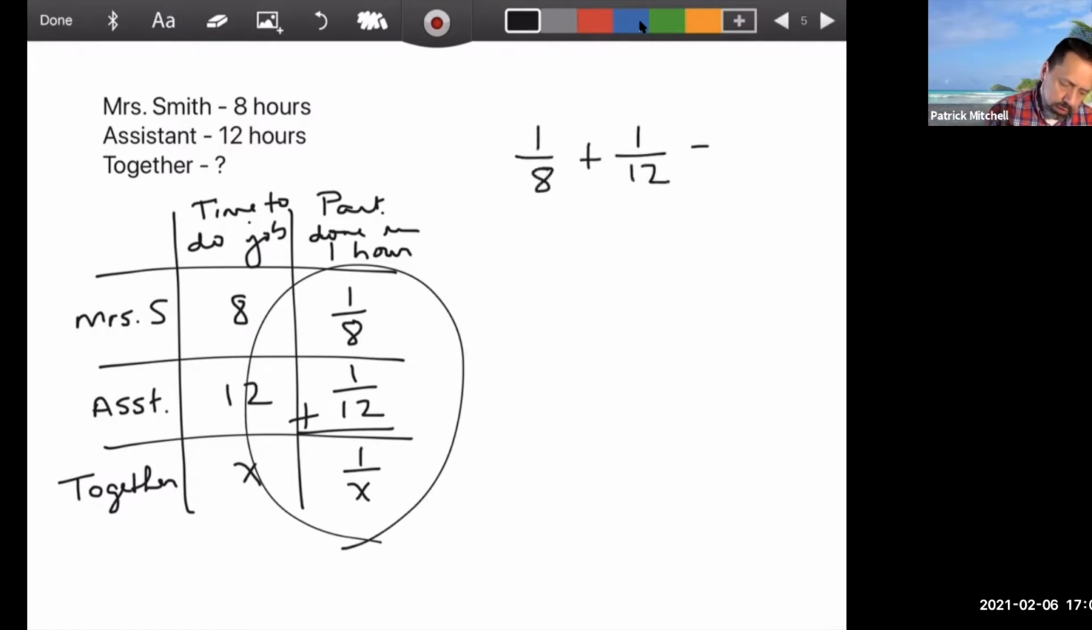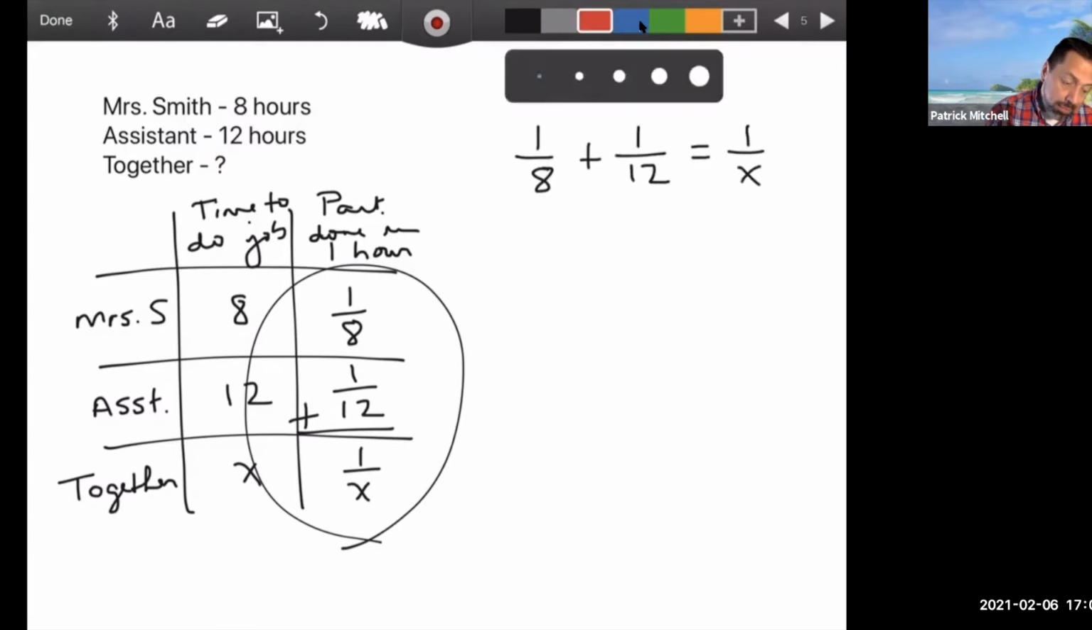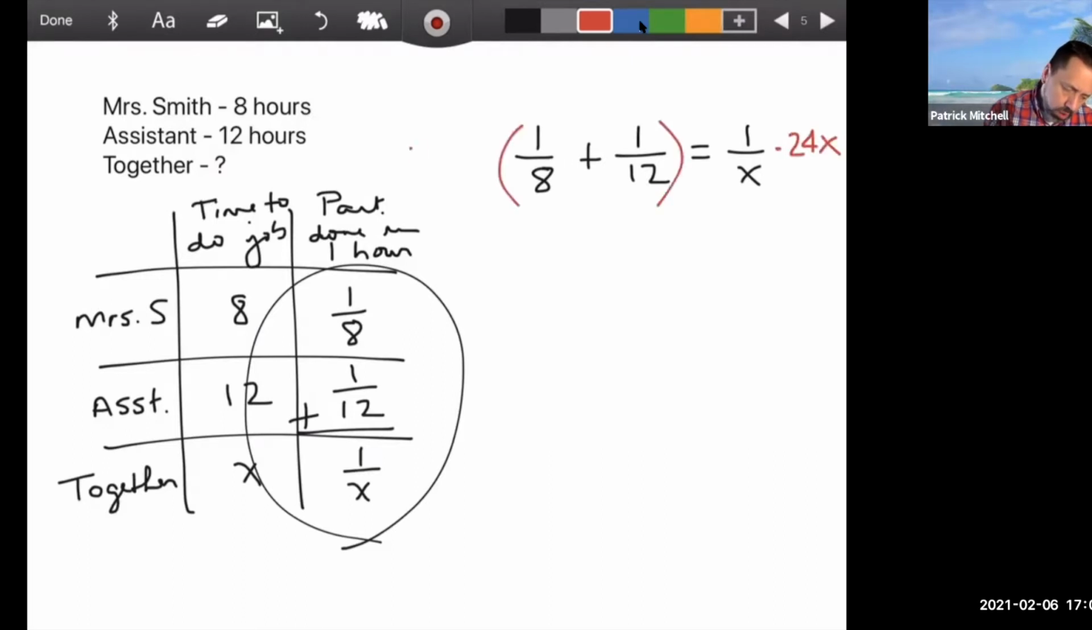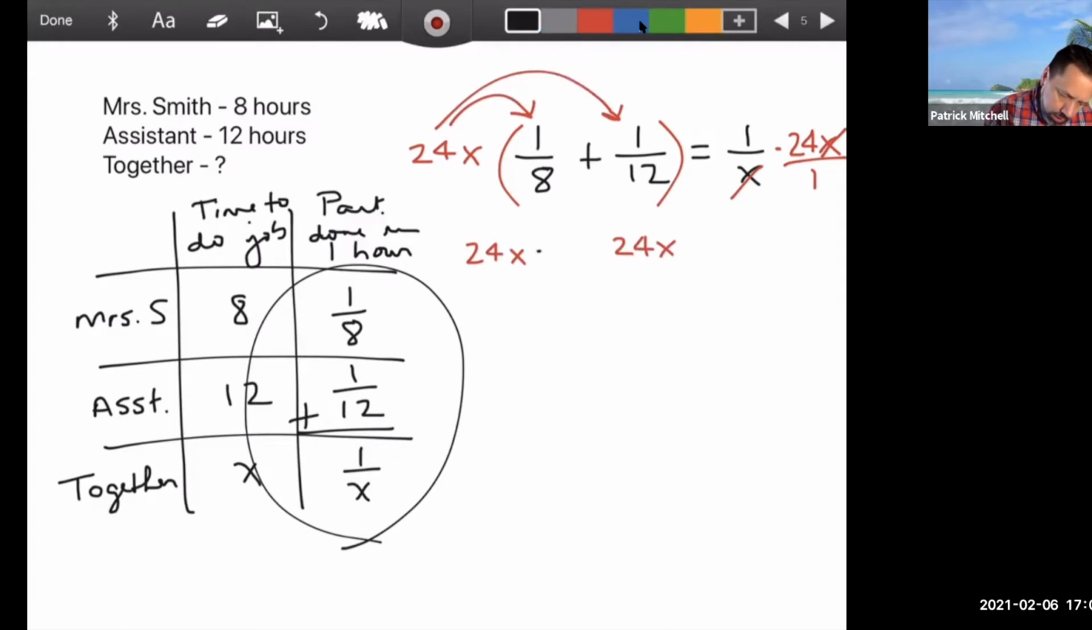1/8 plus 1/12 equals 1/x. The least common denominator is actually 24x. All right, so on this side, x's cancel. On this side, we are distributing. So we have 24x times 1/8, plus 24x times 1/12. And then on the right-hand side, we just have a 24. Right?